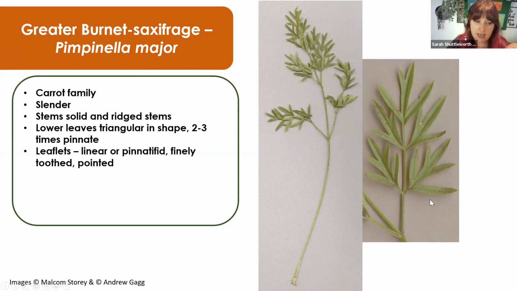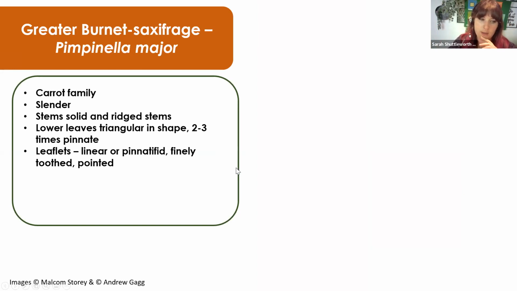The leaflets themselves are linear or pinnatifid, which means they kind of look like they're pinnate again, which is why we've got that 2 to 3 times pinnate, because obviously there's some variability. And they're very, very finely toothed. You'd have to look at them in quite some detail to see that, and generally quite pointed.